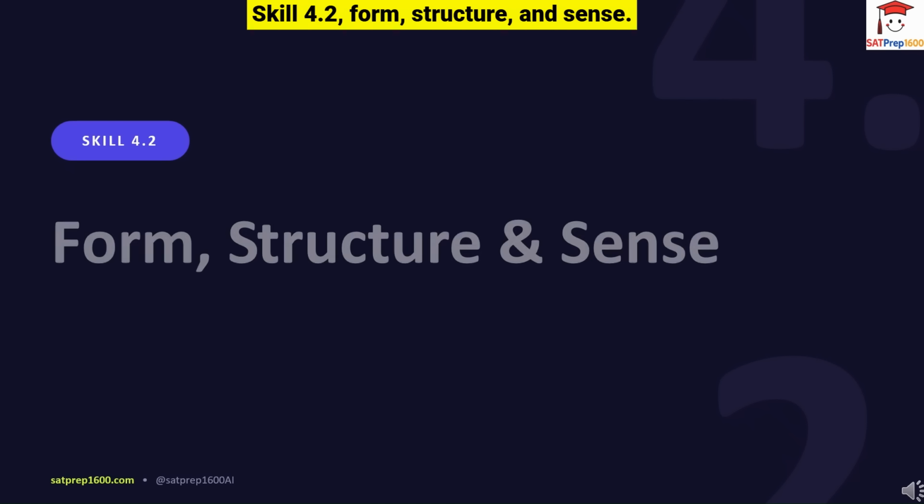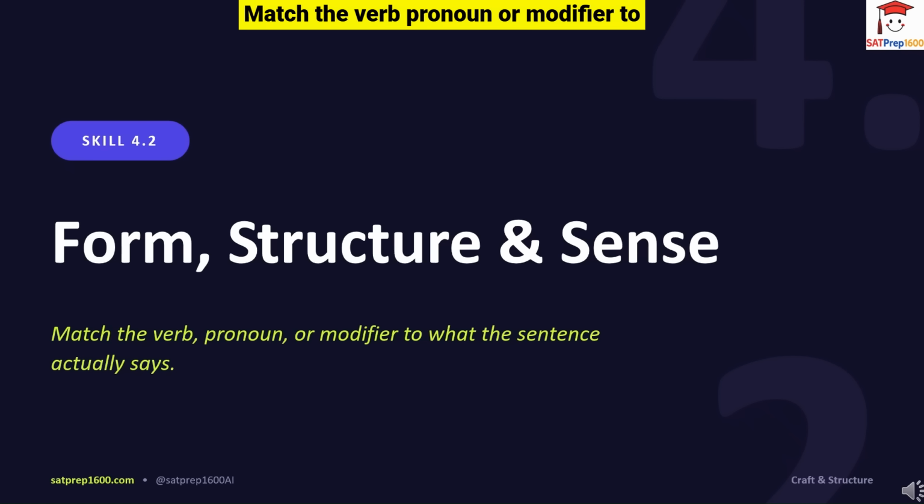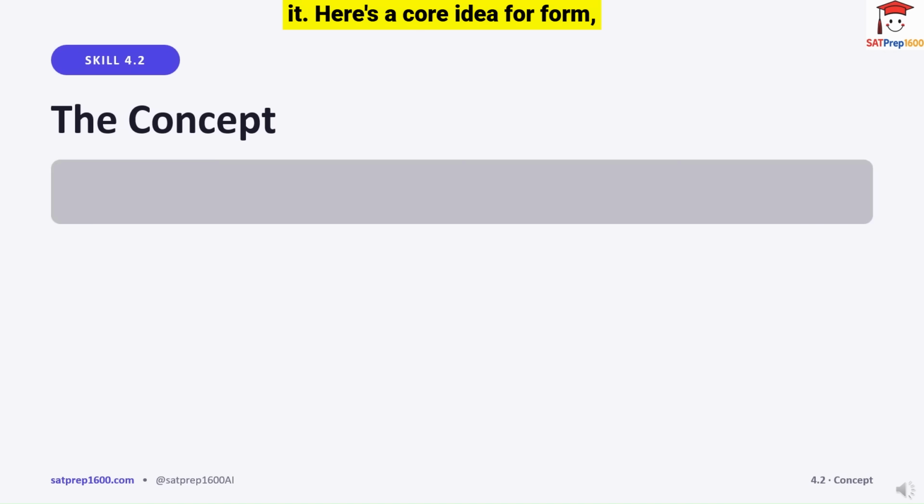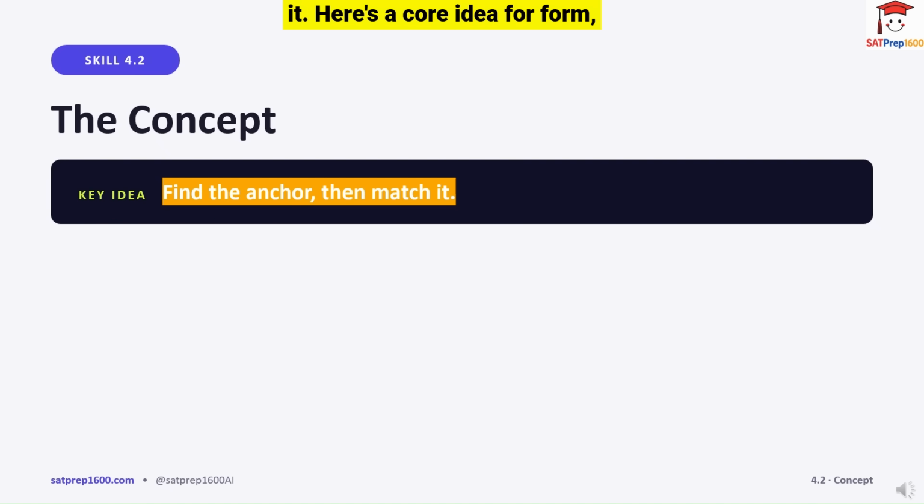Skill 4.2. Form, structure, and sense. Match the verb, pronoun, or modifier to what the sentence actually says. Let's break down what this question type is really asking and how to attack it. Here's the core idea for form, structure, and sense. Find the anchor, then match it.